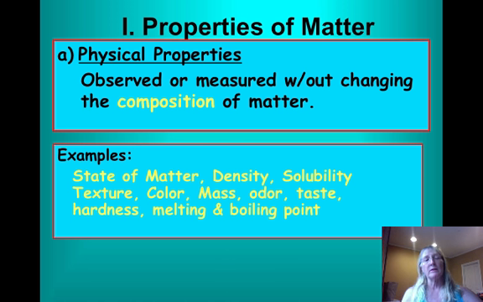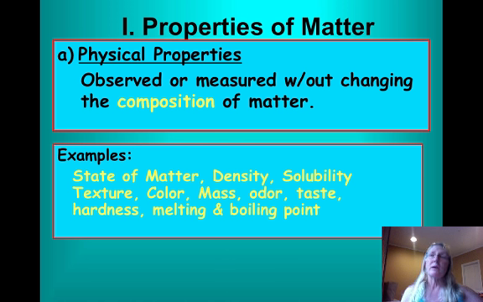A physical property is one that can be observed or measured without changing the composition of the matter. All you have to do is use one of your five senses, not using taste, to observe the matter. Now, clearly, state of matter, whether you're solid, liquid, or gas, is a physical property. Density is defined as the amount of mass per unit volume, typically gram per cubic centimeter or gram per milliliter.